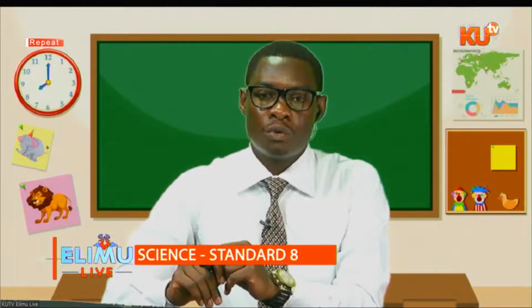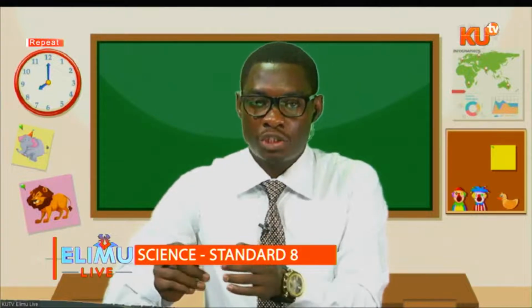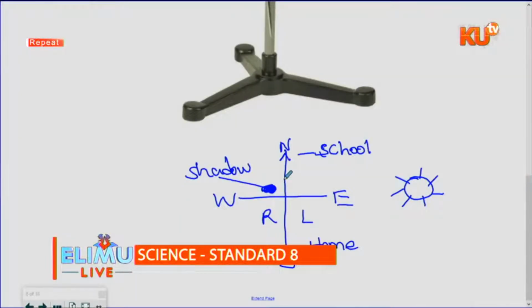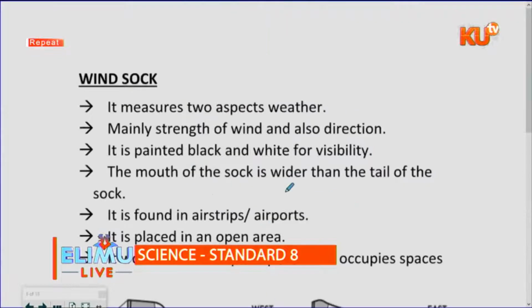A windsock is mostly found in airports and airstrips, which gives the pilot direction that he or she is likely to use during landing. So we have a windsock which measures two aspects. So the first one is strength of wind and also direction of wind.